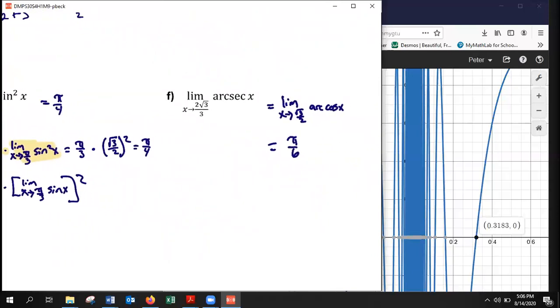F, the limit as x approaches 2 square root of 3 over 3 of the arcsecant of x. We have to establish, well, where is arcsecant undefined? Arcsecant is undefined when arccosine is 0.